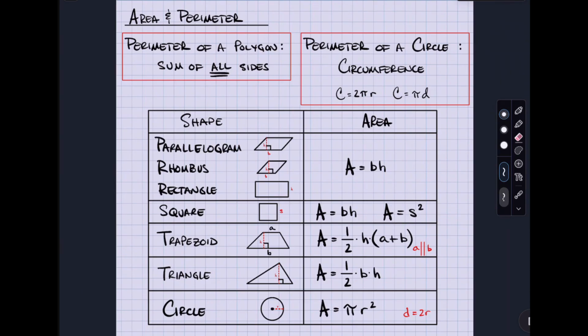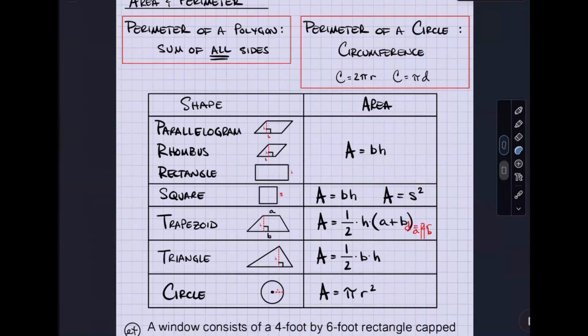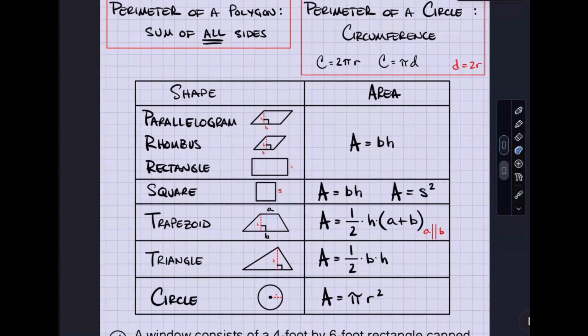Area of a triangle and area of a circle. I think this fact is actually more important up here because it's not like I can do anything with this, so I should probably put this fact up here. All right, let's take a look.